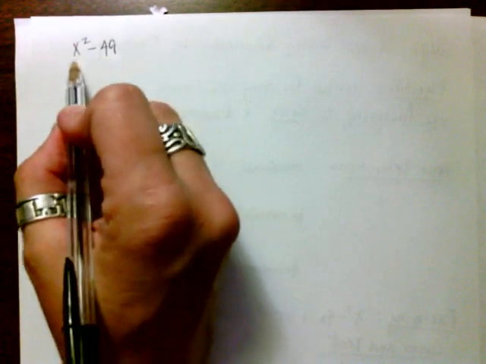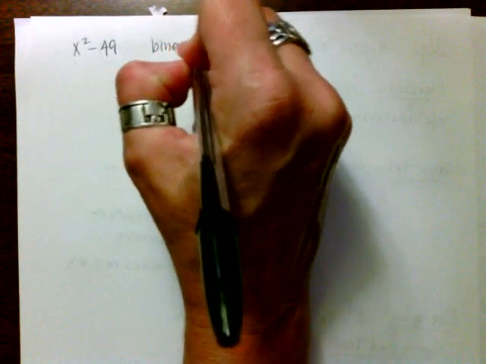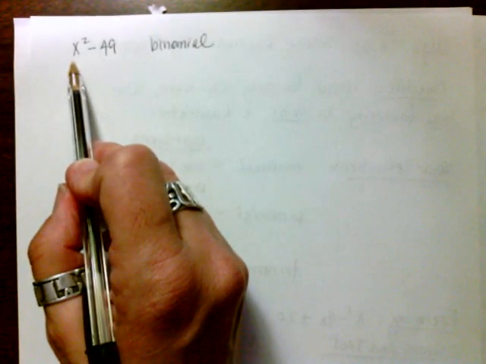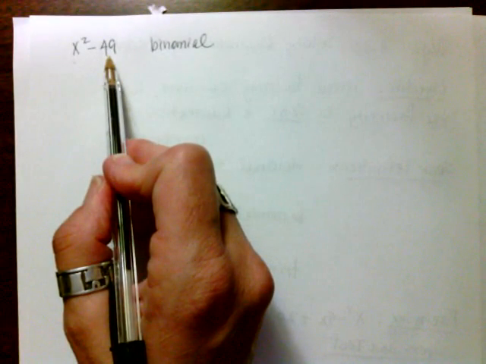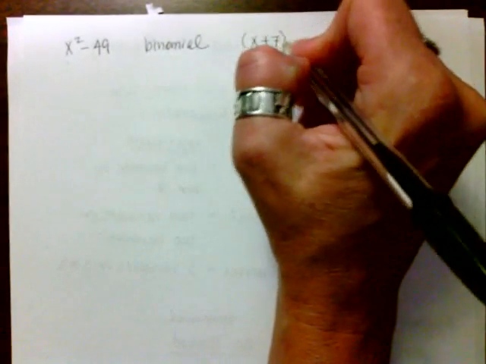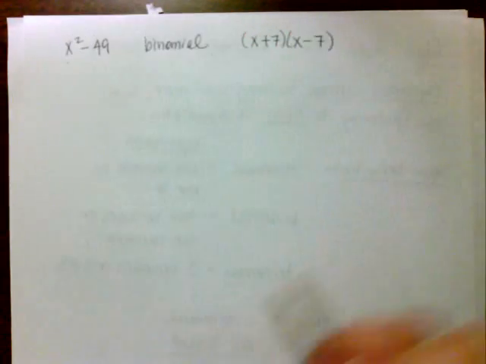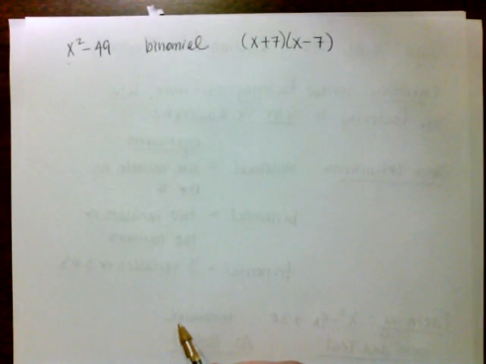Let's review the difference of two squares. It's a glorious method because it's super fast. The key thing for a difference of two squares is that there are only two terms, therefore it is a binomial. The first term is a perfect square. The second term is a perfect square. Therefore, the factors would be x plus 7 and x minus 7, because the square root of 49 is 7.